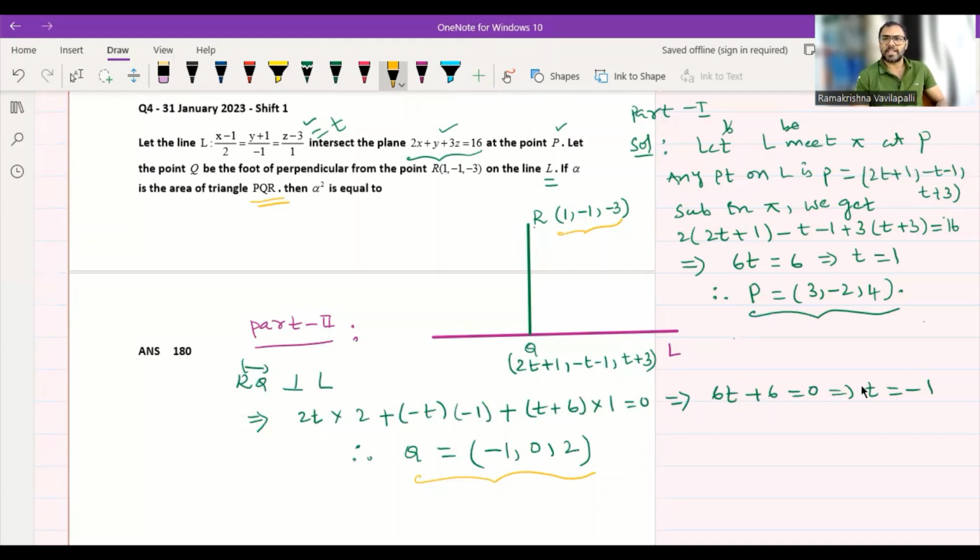So now what is the area of triangle PQR? So alpha equal to area of triangle PQR equal to half of modulus of PQ bar cross PR bar. This is the formula for finding the area of a triangle in three-dimensional geometry.